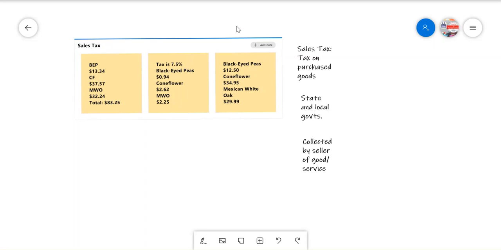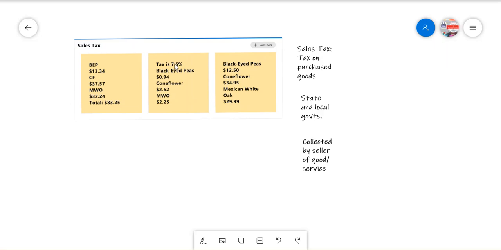Let's try an example. Here we can see that a man decided to buy black-eyed peas, corn flour, and Mexican white oak. 2 units of black-eyed peas cost him $12.50. 5 units of corn flour cost him $34.95. And 1 Mexican white oak cost him $29.99.